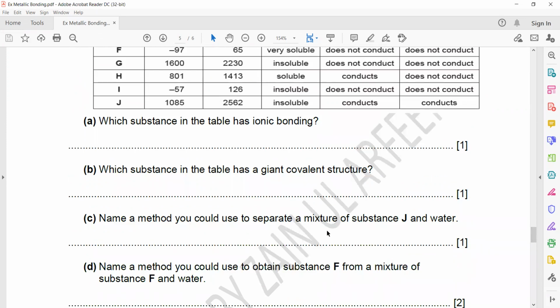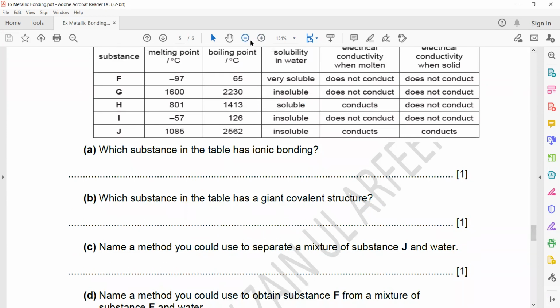Then name a method which could be used to separate J from water. So they mention J is insoluble in water. If something is insoluble in water, which technique can we use to remove it from the water? So we can use filtration.